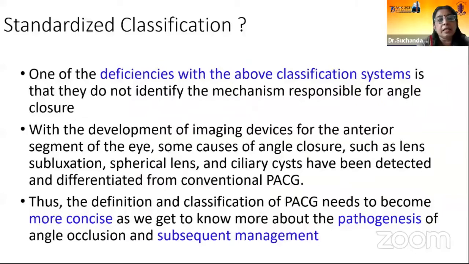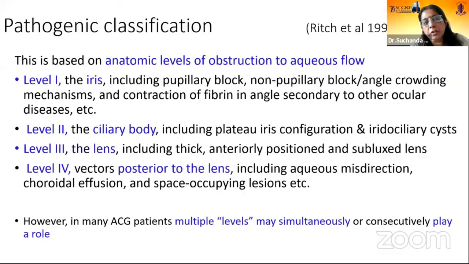So to overcome this, we are still on the lookout for a better classification, a more concise classification where the pathogenicity will be included and subsequent management protocols would also be a pointer from that classification. The pathogenic classification was first attempted by Rich et al. in 1996, where they tried to classify PACD according to the anatomical levels of obstruction to aqueous flow, which could be at the level of the iris, the level of ciliary body, the level of the lens, and vectors posterior to the lens. However, it was seen that in some ACG patients, multiple levels were responsible simultaneously. So they could not be classified at one single level.